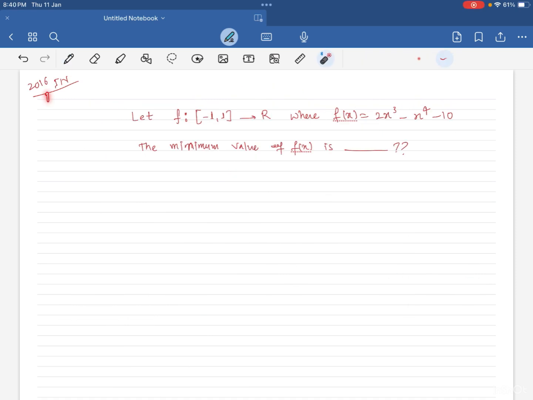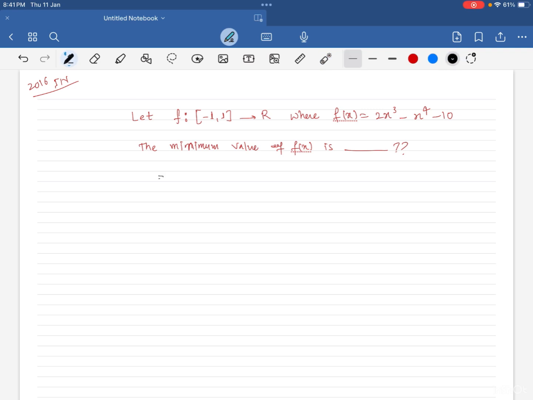So this question is from 2016 IN. We have a function with domain -1 to 1 and range some real number, where f(x) is equal to 2x cube minus x to the power 4 minus 10. The minimum value of f(x) is, so we have to find the minimum value in this range, right?